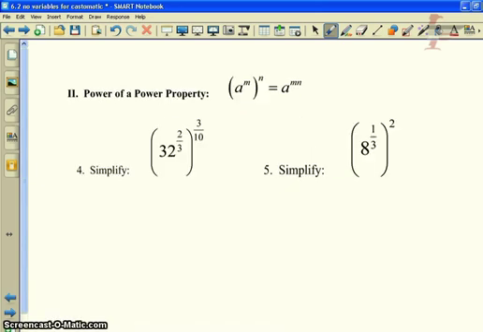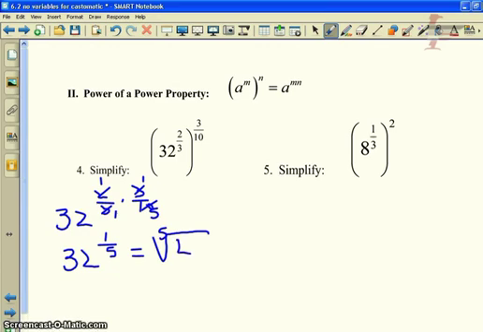Now we're going to take 32 to the 2/3 power, all raised to the 3/10, and with a power to a power, we multiply the exponents. So 32 to the 2/3 times 3/10. Now again, I would go ahead and cancel, which would leave me with 32 to the 1 times 1 is 1 over 1 times 5 is 5. So in exponential form, we have 32 to the 1/5. In radical form, we would have the 5th root of 32, which is just 2.